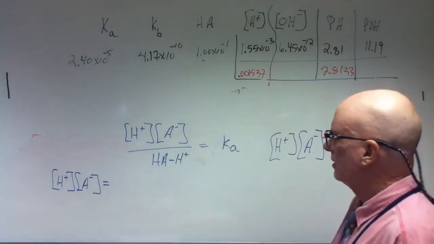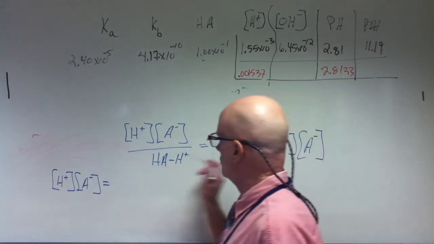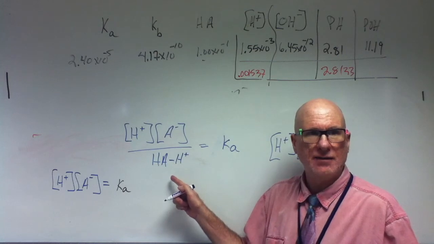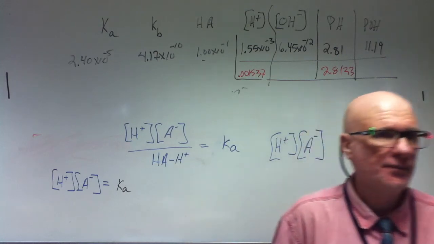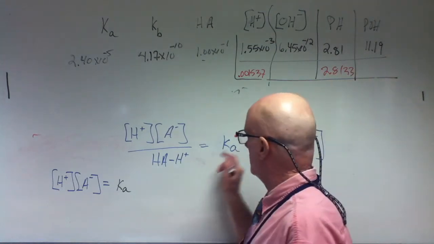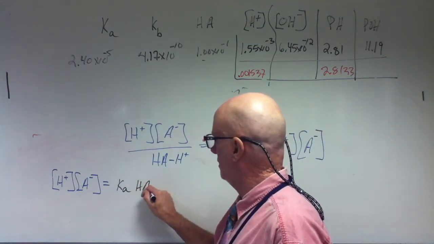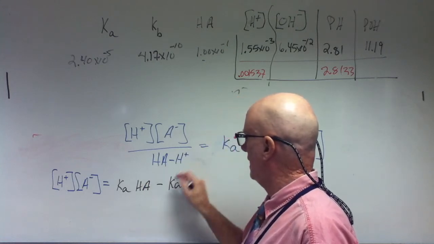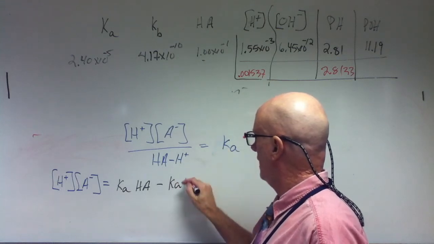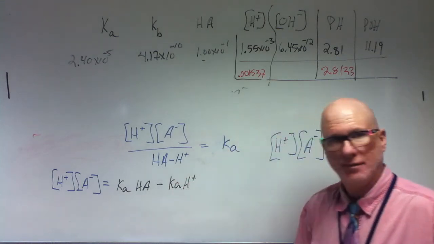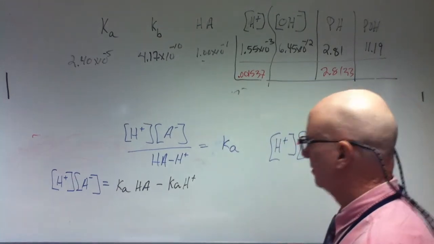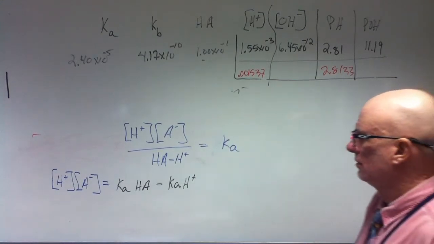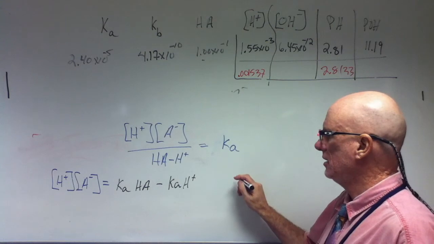Okay, so now Ka, this is going to equal Ka. Remember I distributed this through Egan, right? Okay, so that's going to be times HA minus Ka H plus. Correct? You sure? Yes. Okay, now, so this is the equation.